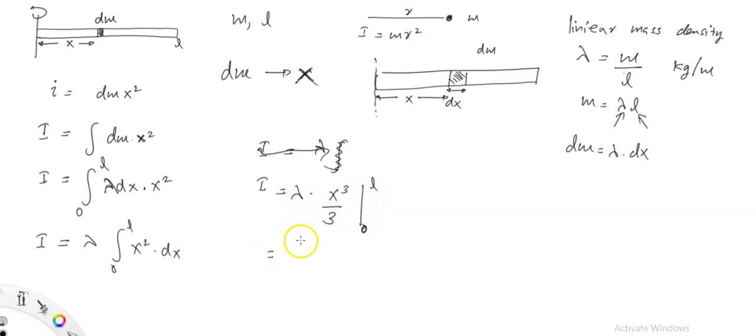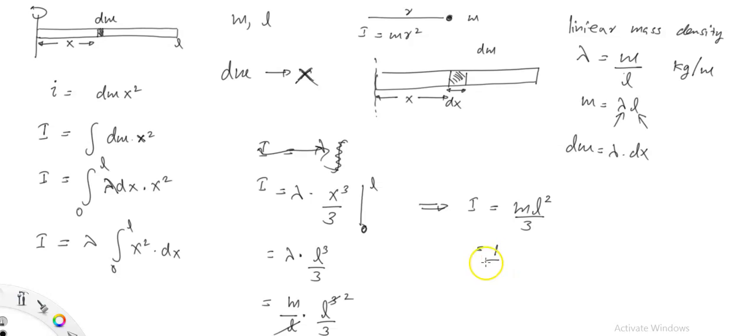Now lambda times L cubed over 3. The 0 is not going to do anything. Now what is lambda? Lambda I know is m over L, so m over L times L cubed over 3. Now you see one of these L's cancels out and gives you a square. So here we have I equals ml squared over 3, or we can rewrite this as 1 over 3 ml squared.